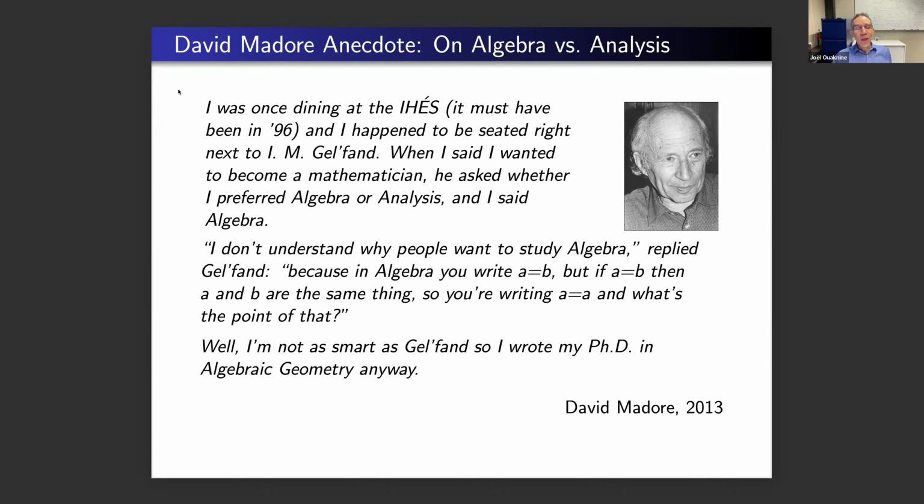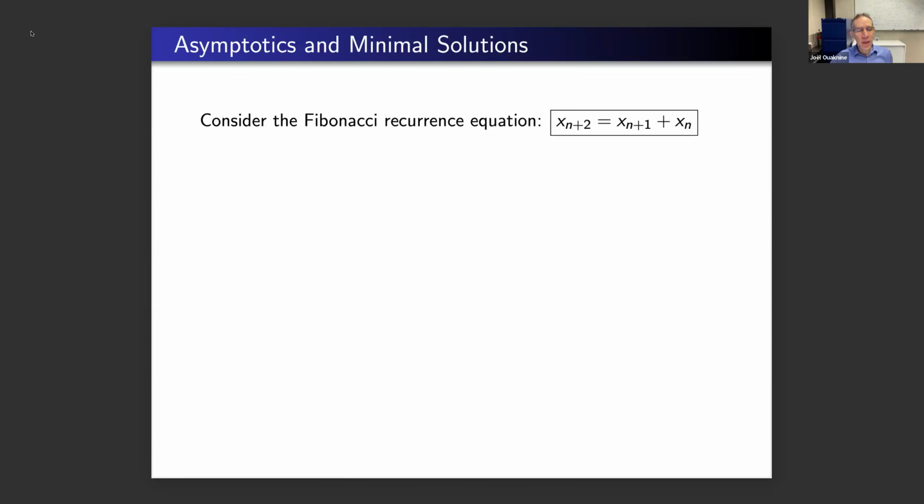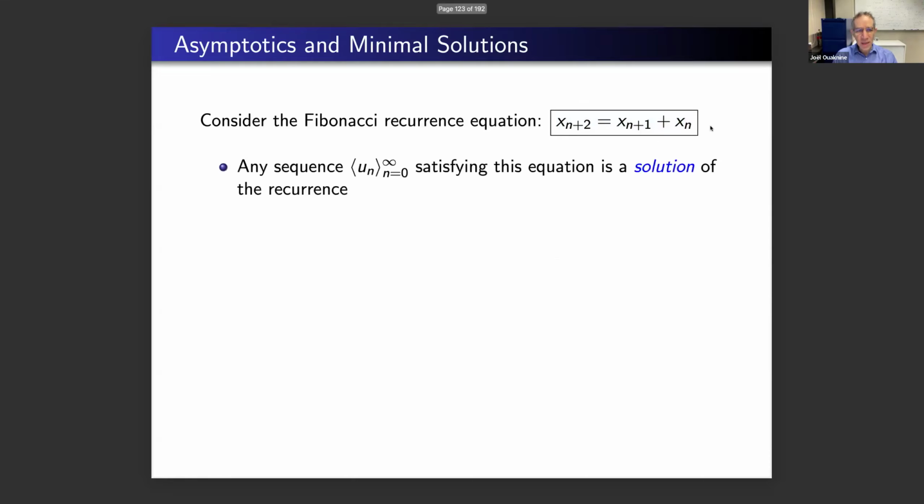But anyway, we're now moving into much more analytic territory. So let me again start with an example. Consider what I call the Fibonacci recurrence equation. It's a recurrence equation I think we all know and love: x_{n+2} = x_{n+1} + x_n. I think absolutely everyone will have seen this. Now, any sequence that satisfies this equation is a so-called solution of the recurrence, and the set of solutions will be a two-dimensional vector space.